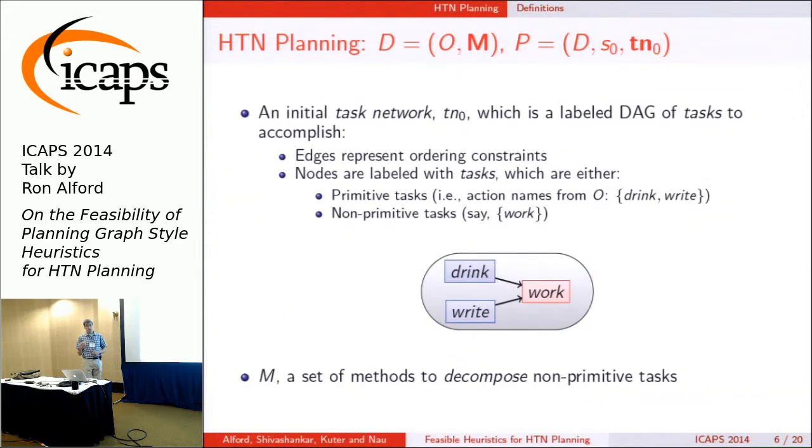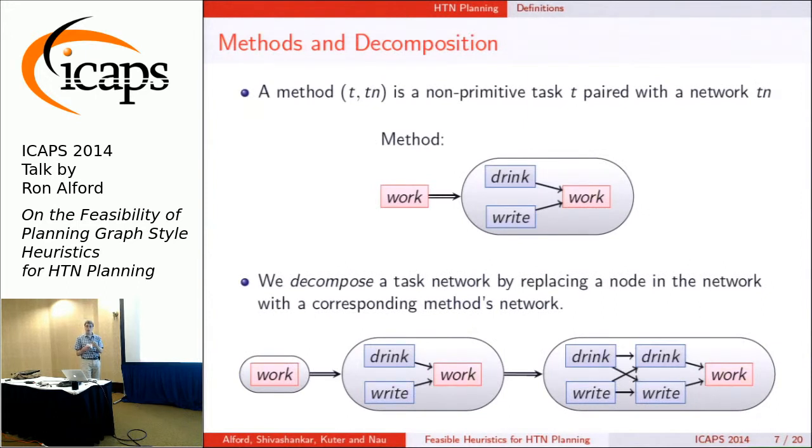A task network is a labeled directed acyclic graph of tasks to accomplish, where edges represent ordering constraints between the tasks. Nodes are labeled with tasks in the graph, which are either primitive, these are with action names such as drink coffee and write, or they're non-primitive tasks, such as work. And we have a set M of methods to decompose a task, where a method is just a pair between a non-primitive task name and a task network. So here's a method for working, where we drink some coffee, write on our paper, and do some more work.